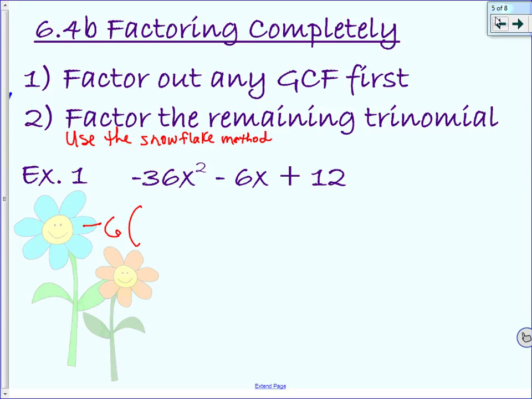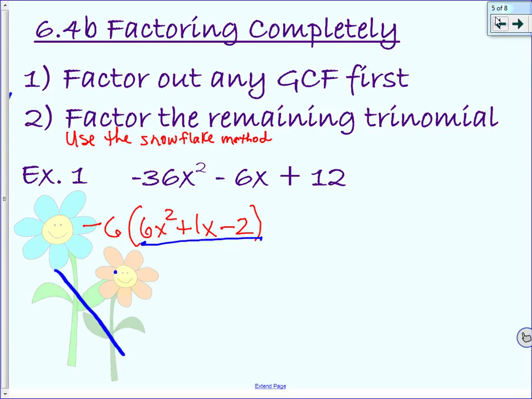6x squared, good. And then Ashley, what would my next term be? And then Maggie, my last term? Okay, good. And so I did the first step, which is factor any GCF out first. So the greatest common factor could have been 6. It also could have been -6. But if my lead term is negative, I always like to take out a negative, so it leaves a nice positive trinomial remaining. And so now I'm going to factor this using the snowflake.